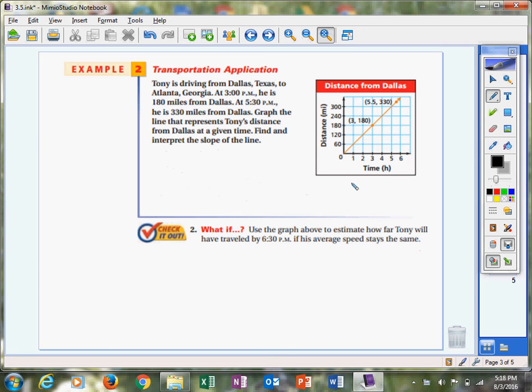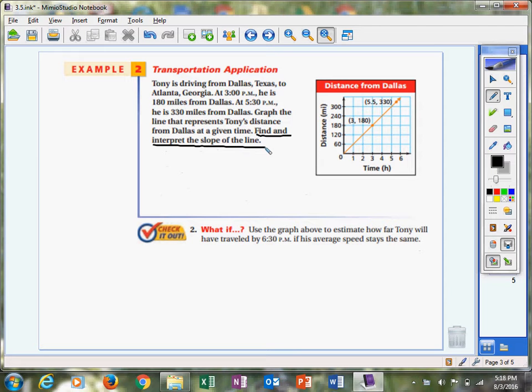Apply what we just learned in example 1 to example 2. They've given us a graph, and they're telling us Tony's driving from Dallas, Texas to Atlanta, Georgia. At 3 o'clock p.m. he's 180 miles from Dallas, and at 5:30, an hour and a half later, he is 330 miles from Dallas. Graph the line that represents Tony's distance from Dallas at a given time, and then we are to find and interpret the slope of the line.